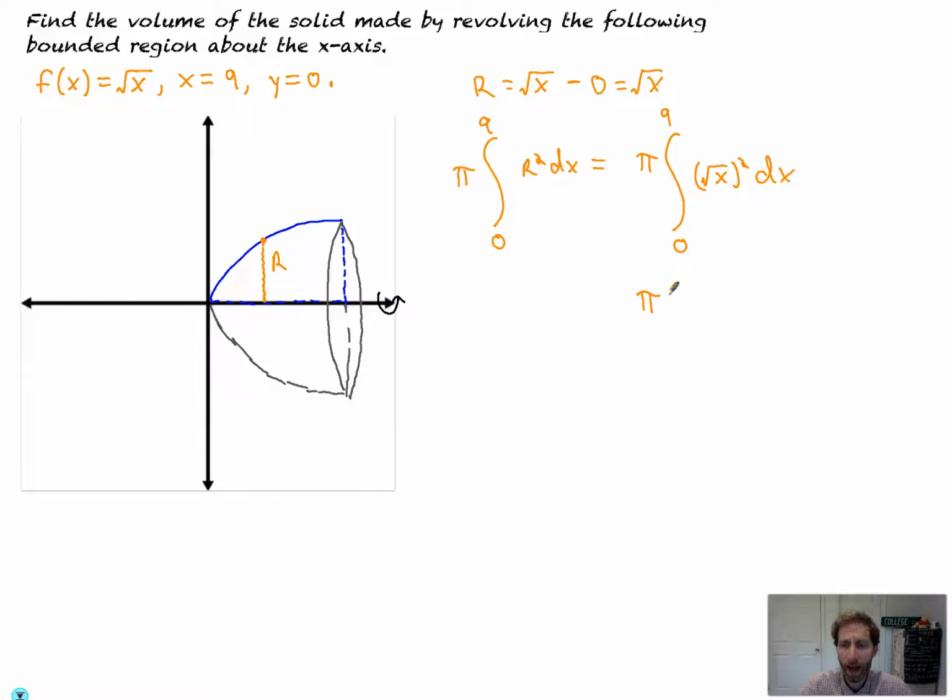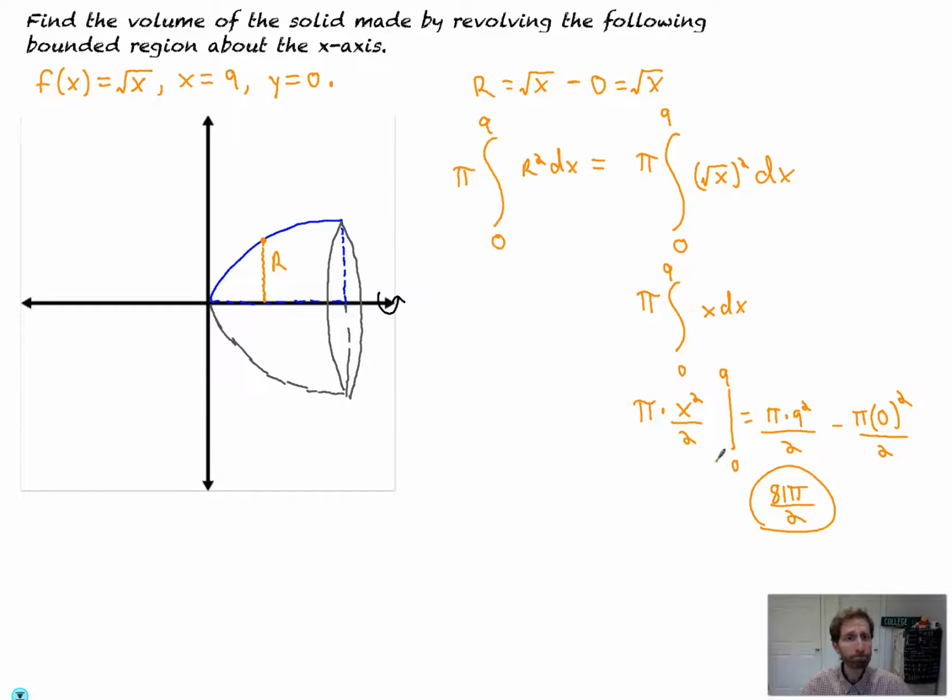So I've got pi times the integral from 0 to 9. Root x squared is x. Oh, it's beautiful. That antiderivative is super easy. So pi times x squared over 2 from 0 to 9. And now we're going to just evaluate in the upper and lower bounds and subtract with the fundamental theorem. So it's going to be pi times 9 squared over 2 minus pi times 0 squared over 2, which is easy. That's going to go to 0. We're left with 81 pi over 2. That's it. That's all there is to it.